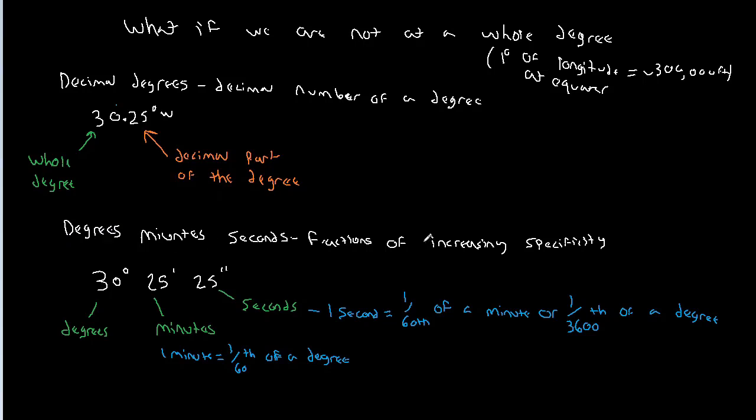Alternatively, with degrees, minutes, and seconds, we can write these as fractions with increasing specificity. I didn't explain this in the last video, but one way to think about this would be to think about it like time, where the degree is the hour. So in this case, we went 30 degrees. Minutes would be like the minutes: how far into the next hour are we? In this case, we are 25 minutes into the next degree. And then seconds would be how far into that minute are we? In this case, we would be 25 seconds into that minute.